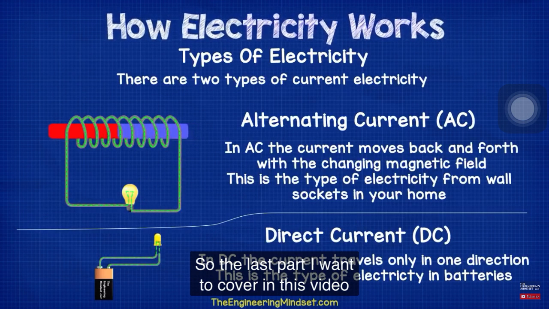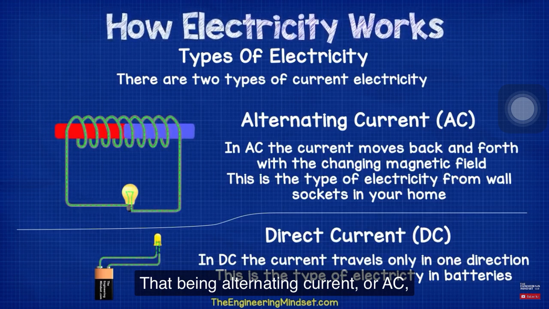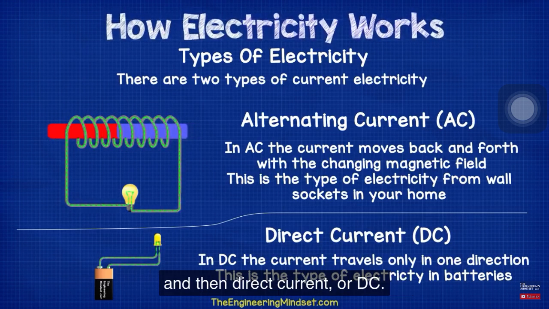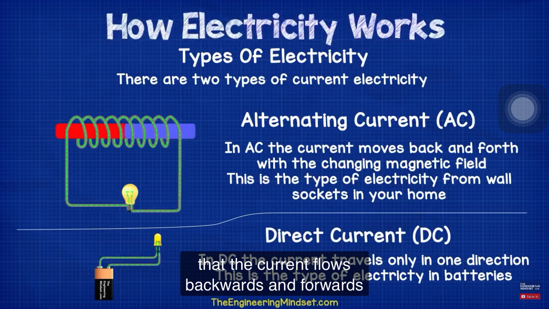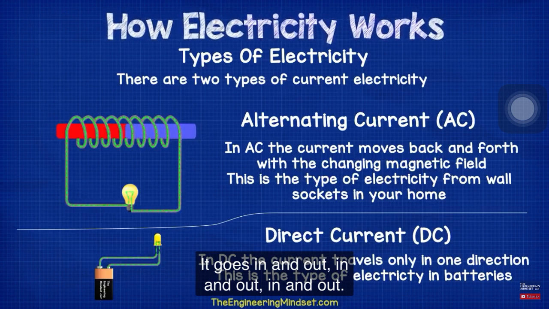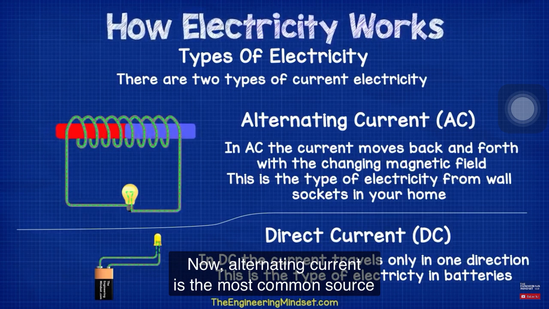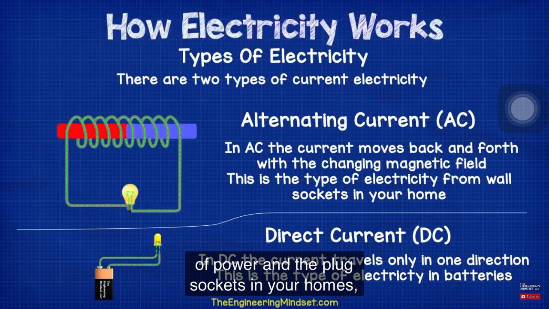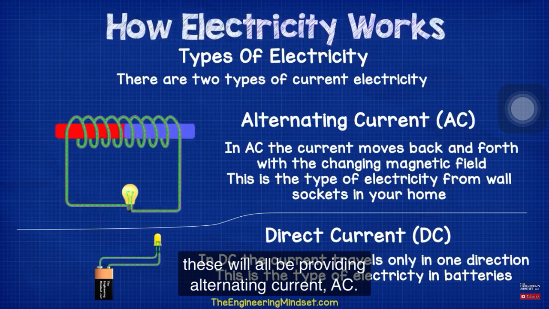The last part I want to cover in this video is that there are two types of current electricity, that being alternating current or AC and direct current or DC. Alternating current simply means that the current flows backwards and forwards in a circuit as the terminals are constantly reversed. This is a bit like the tide of the sea. It goes in and out, in and out, so that it's reversing constantly. Alternating current is the most common source of power, and the plug sockets in your homes and buildings and schools and workplaces will all be providing alternating current, AC.